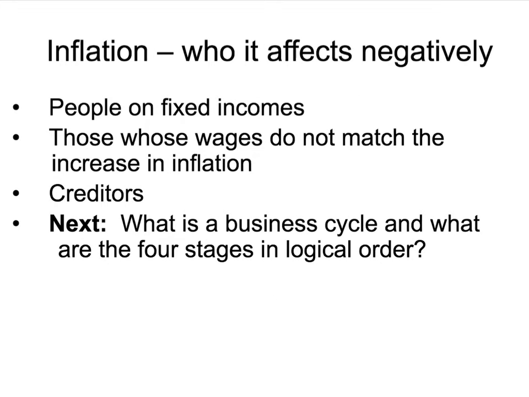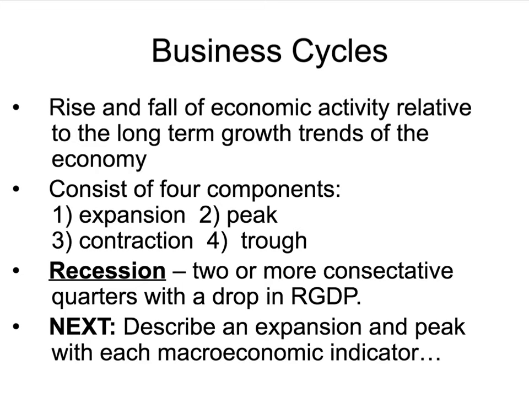Basically, inflation can hurt and help various groups. Inflation hurts people on fixed income. It hurts lenders like banks. It helps borrowers, and it helps producers. Next. The business cycle shows the rise and fall of economic activity, and a recession is defined as two or more consecutive quarters of decline in GDP. Next.